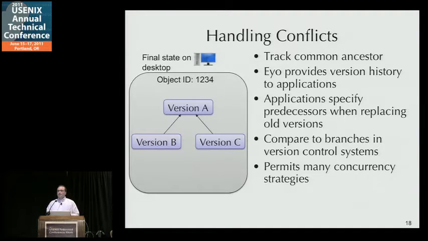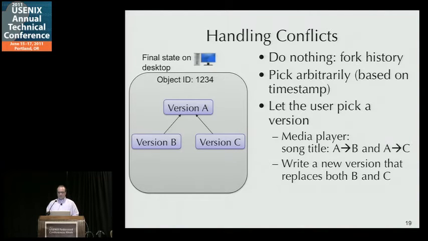So that when applications change the metadata, they explicitly say this is the version that I wanted to replace. You can compare this to branching in version control systems. It's the same idea. But what this permits is a variety of different strategies that you can take at this point. I'm going to describe briefly a few of them. For example, you could choose to do nothing. You could treat this as a fork and maintain separate versions thereafter. That's not very interesting. You could arbitrarily decide which version should be the winner based on some sort of intrinsic property of the object itself, like a timestamp.